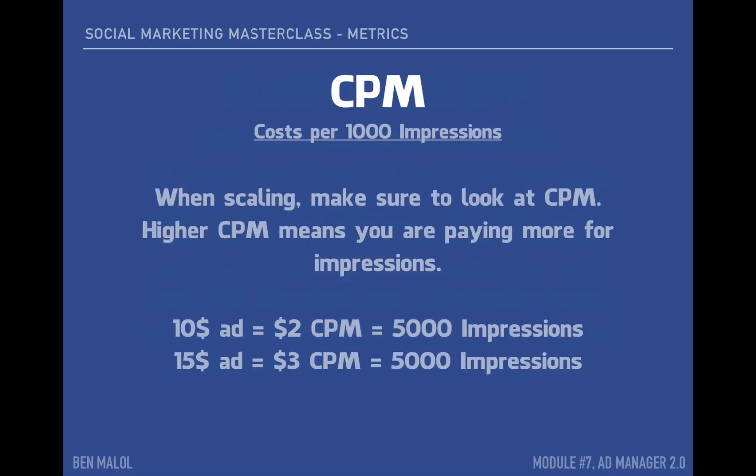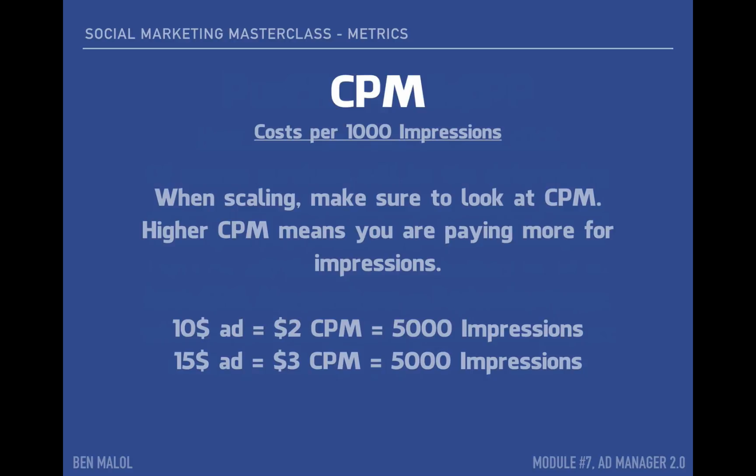Because as long as you're not paying more for the same amount of impressions, then we're good. That's why you have to notice this. Make sure that when you scale, the CPM doesn't explode. So if you go from $10 to $2 CPM and you increase that to $100 and now the CPM is $20, then again, you did nothing.